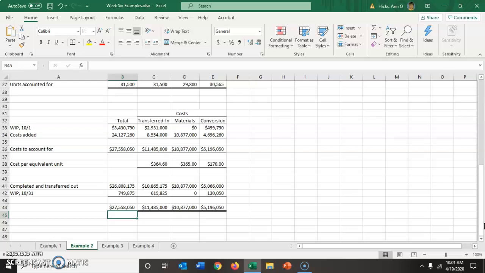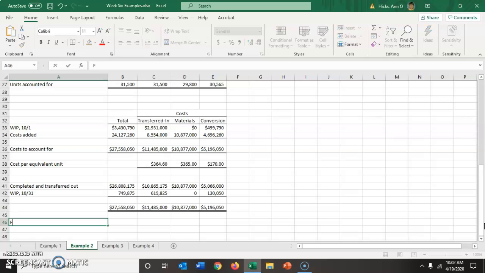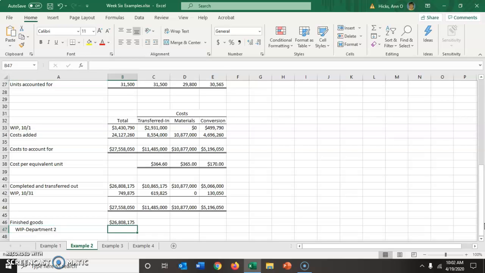So now, let's assume Department 2 was indeed the last department that needed to do anything with these goods, we would debit finished goods for the 26,808,175, and we would credit WIP Department 2 for the same. And then, of course, the 749,875 would remain in WIP for Department 2 to open up November.